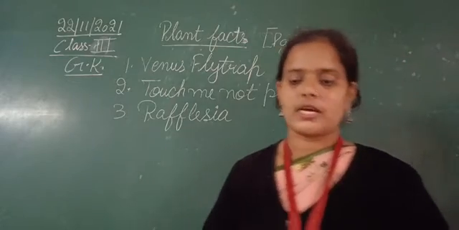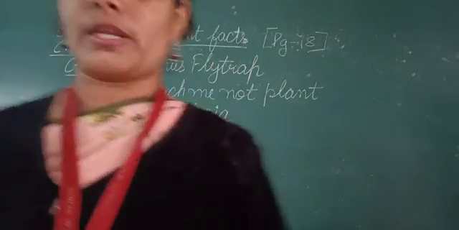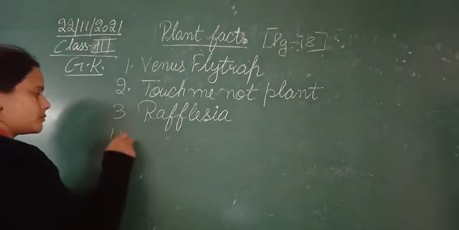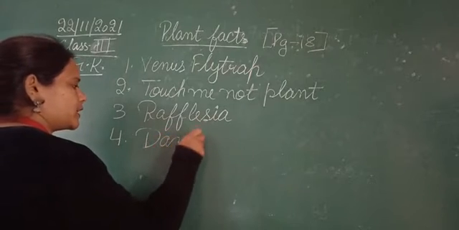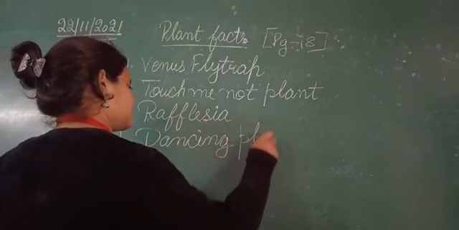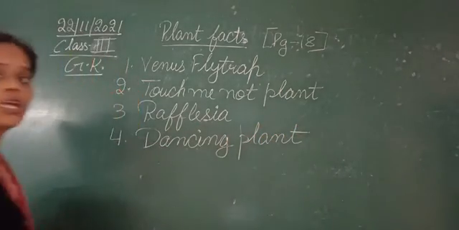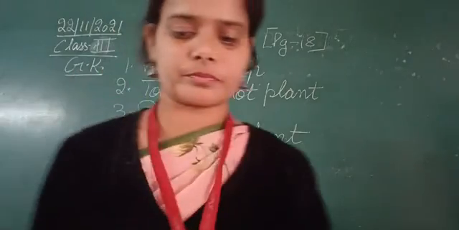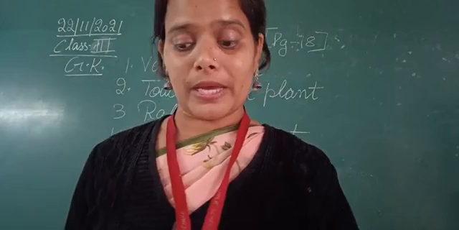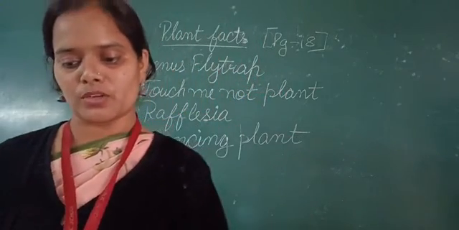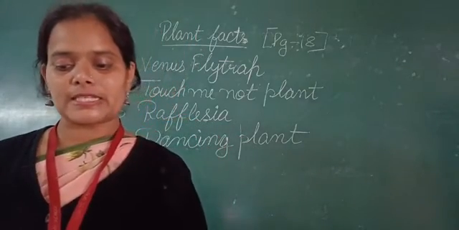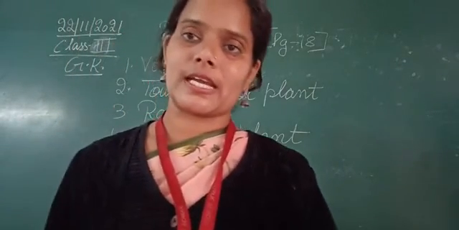Right? Next, the dancing plant. Let's talk about another plant that is known as the dancing plant. The dancing plant is also known as the telegraph plant. It is known for the up and down movement of its leaves, which seems as if the plant is dancing. Its dancing effect occurs only in sunlight.